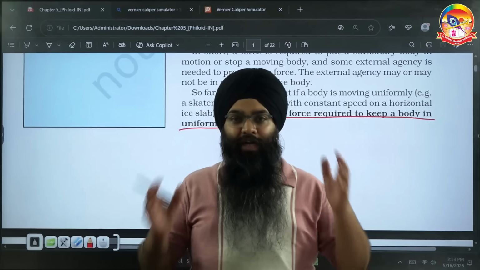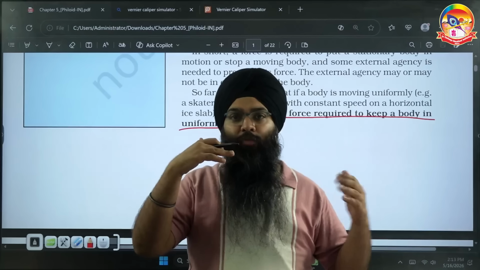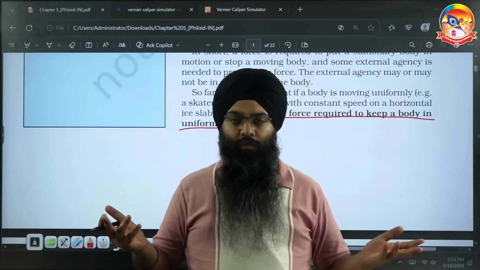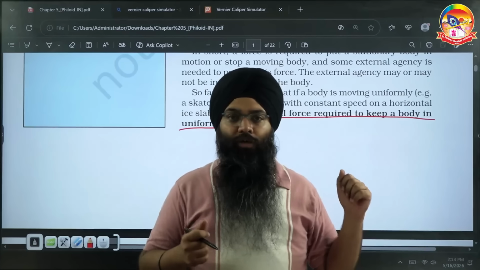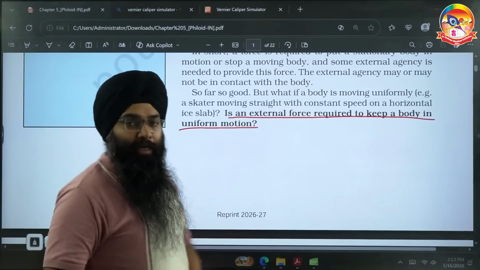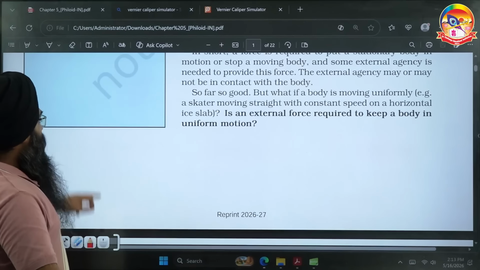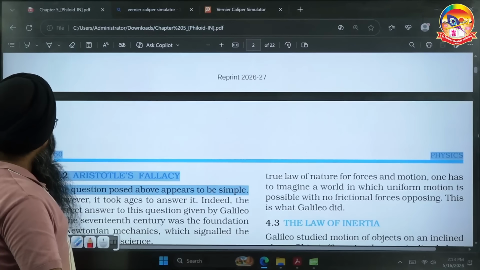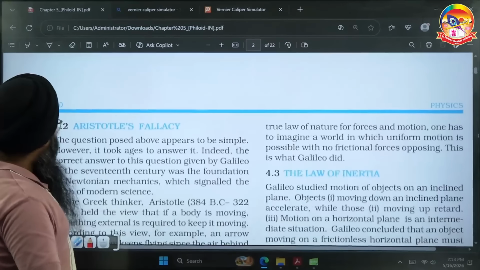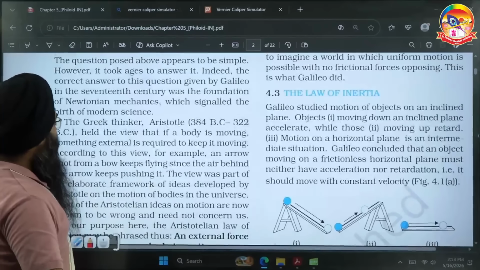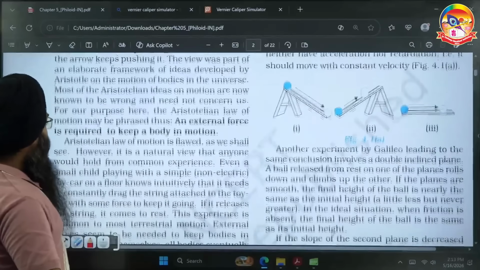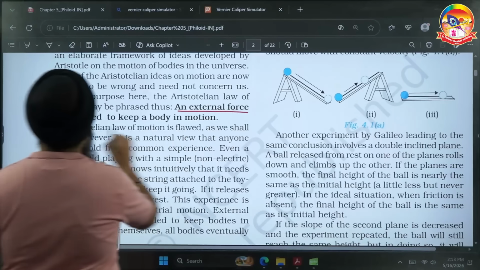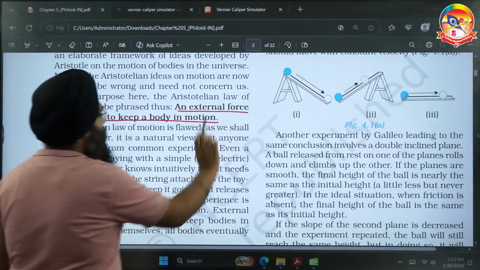Like let us suppose I take a block and apply 10 Newton from here and 10 Newton from here, then the body will be at rest, or it can move with uniform motion, but still there are external forces acting on the body. The first concept regarding this was given by Aristotle, and Aristotle basically gave a fallacy. The fallacy was that an external force is required to keep a body in motion.